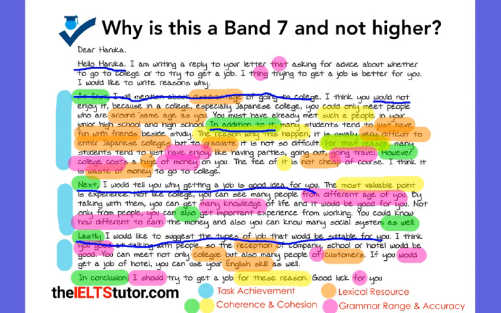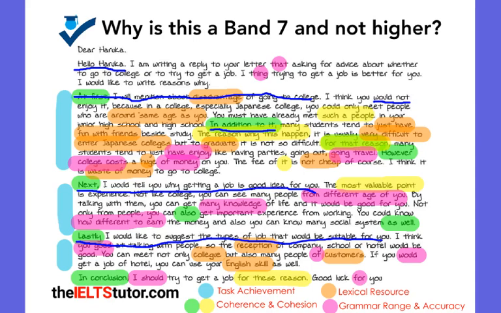And then we have the third bullet point, which is the writer having to suggest the sort of jobs that would be suitable for them, as you can see from the first sentence in the last paragraph. "I think you're good at talking with people, so the reception of company, school, or hotel would be good. You can meet not only colleagues, but also many people of customers. If you would get a job of hotel, you can use your English skill as well." Okay, so the third bullet point is addressed.